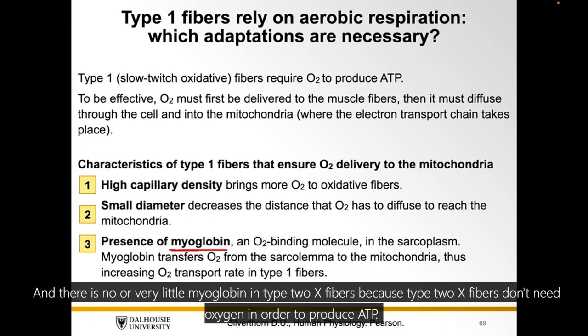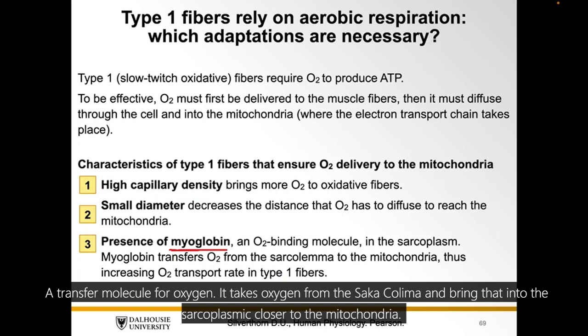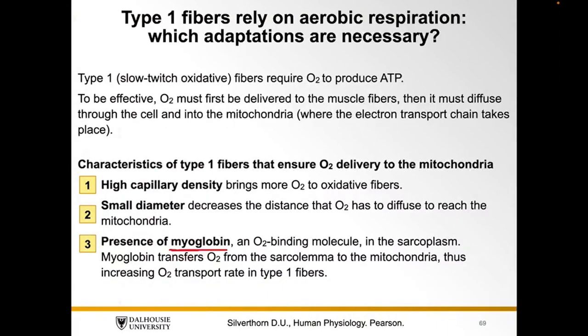And there's no or very little myoglobin in type 2X fibers because type 2X fibers don't need oxygen in order to produce ATP. So a simple way of thinking of myoglobin is really to think about it as a transfer molecule for oxygen. It takes oxygen from the sarcolemma and brings it into the sarcoplasm closer to the mitochondria.